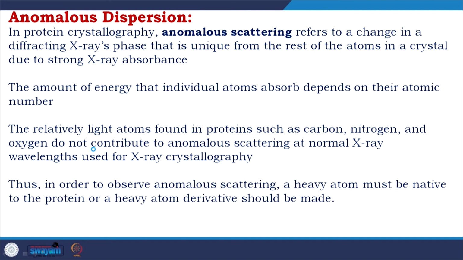Thus, in order to observe anomalous scattering, a heavy atom must be native to the protein, or a heavy atom derivative should be made. So, first of all, you understand anomalous dispersion, anomalous scattering: it is an effect due to strong X-ray absorbance, and it does not affect carbon, nitrogen, oxygen. So, you need a heavy atom to do that, a metal again. In order to observe anomalous scattering, a heavy atom must be native to the protein or a heavy atom derivative should be made. So, what is native? There are some proteins which are called metalloproteins.